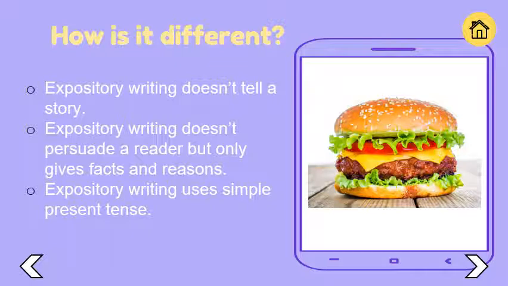We give facts and reasons. So in other words, we can say that the writer in the informational paragraph doesn't show his or her opinion. The writer doesn't show his opinion in the expository or informational writing. And last, the expository writing uses the simple present tense. Since we're using facts and reasons, we have to use the simple present tense.